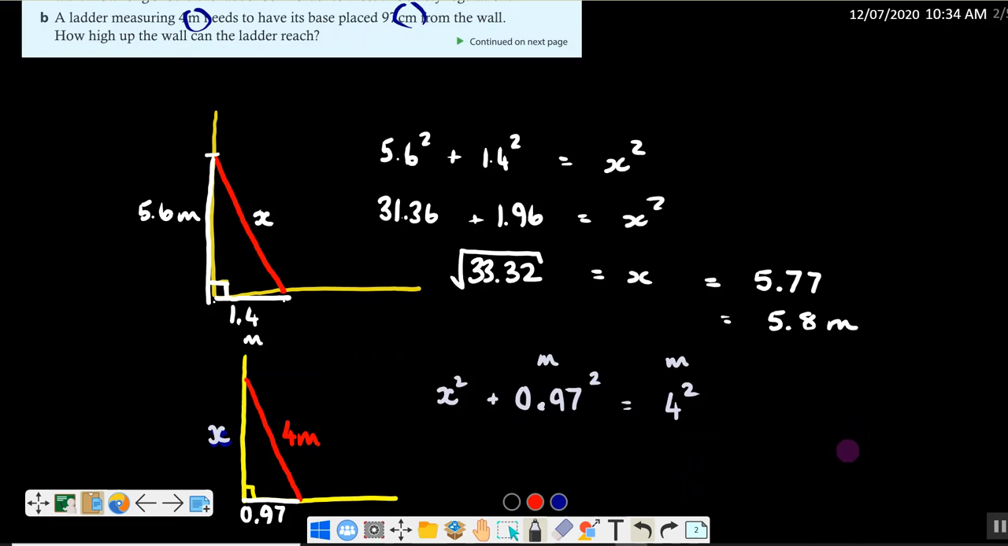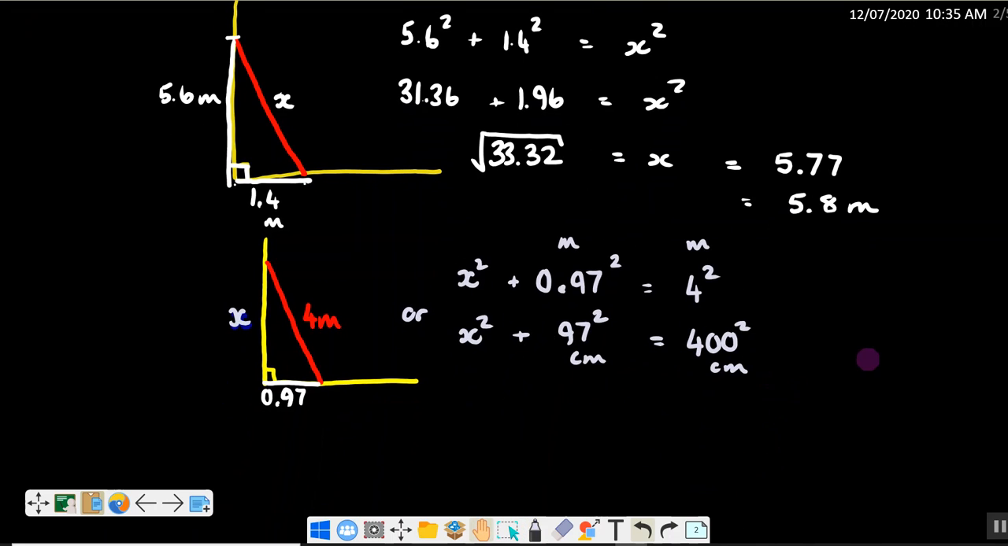What would be the other option? Do x squared plus 97 squared equals, not 4 squared, nope, nope, 400 squared, isn't it? Because this one is all in metres, but these two would be in centimetres. So you can do either, but if I do the first one, my answer is going to give me it in metres. If I do the second way, it's going to give me it in centimetres. So as long as you're aware of that.